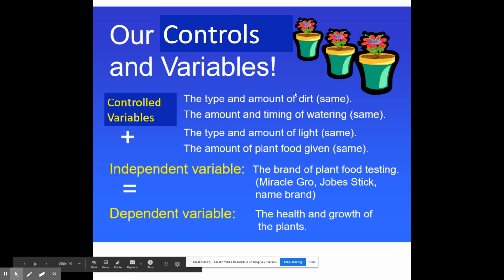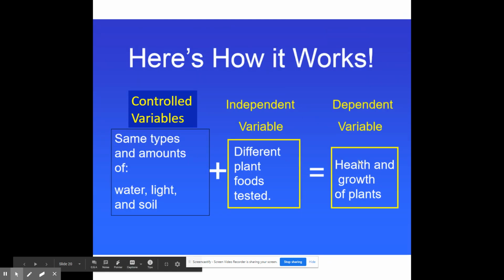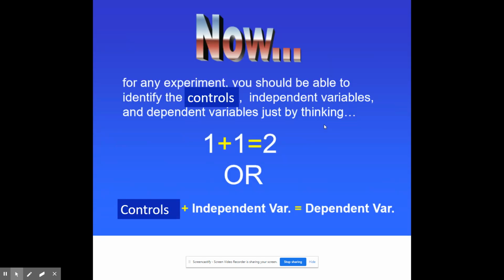So this is just an example of that. And this is another way to look at it, more like a math problem. Keep everything the same except for one thing. Change the one thing, you're going to get a result. So if you can do 1 + 1 = 2, you can do controls plus independent equals dependent.